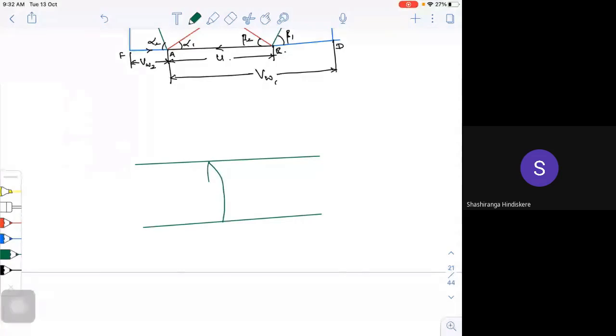This is the blade, what I'll be having. This is the blade. It's an axial flow machine, and it is rotating in this direction. This being a turbine, because this is my pressure side, and this is my suction side. Now I'm trying to draw this particular triangle. I was supposed to draw this kind of a triangle there.